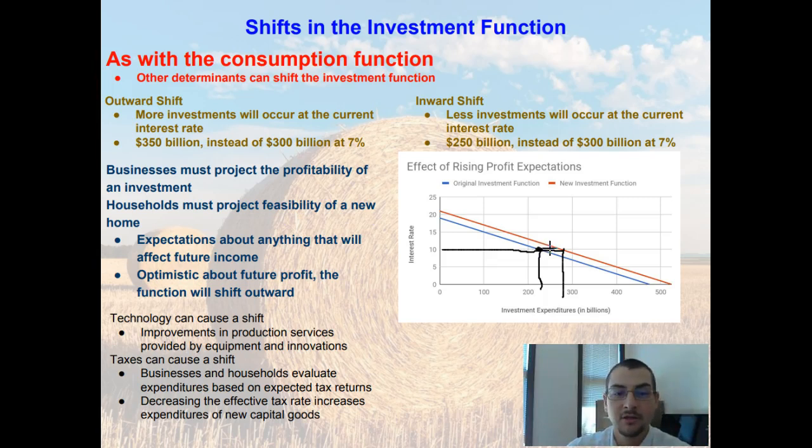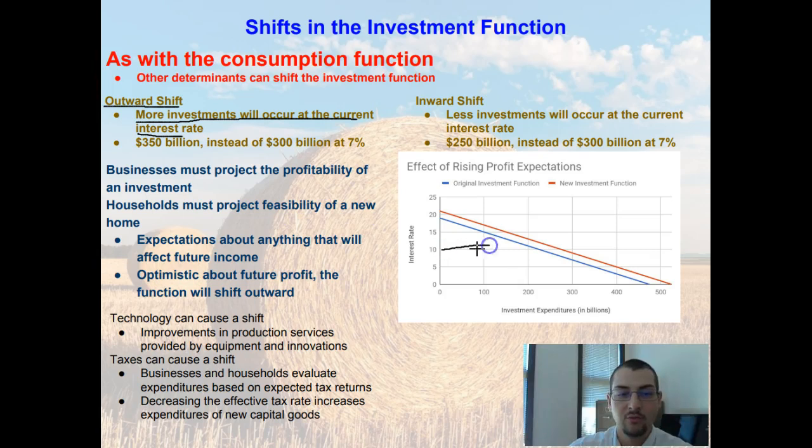Something changed, but we're not moving along the line. The interest rate did not change. Something else changed, and now all of a sudden we're engaging in a lot more of these investment expenditures. So we have what's called an outward shift, and that's what I was just describing. It's where more investments occur at the current interest rate.